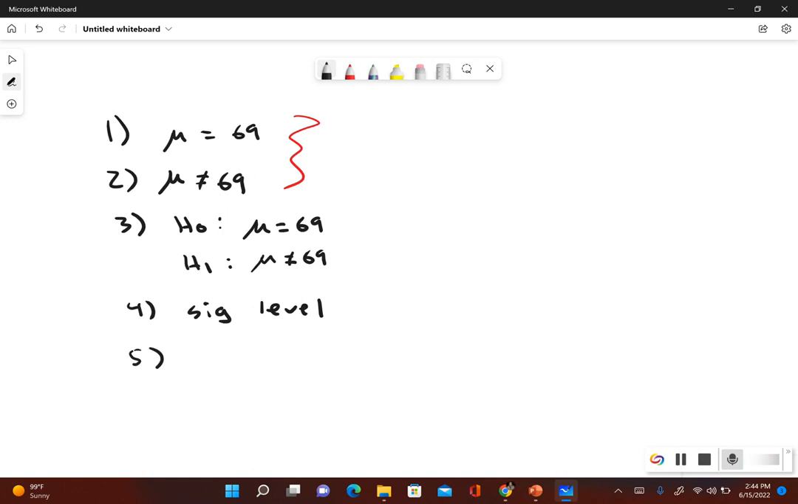Step 4, significance level, which would be given to you in the problem. Step 5, identifying what we're trying to test. What's the test statistic here? Well, since this has to do with the population mean. And then step 6, we'd find the value of the test statistic.